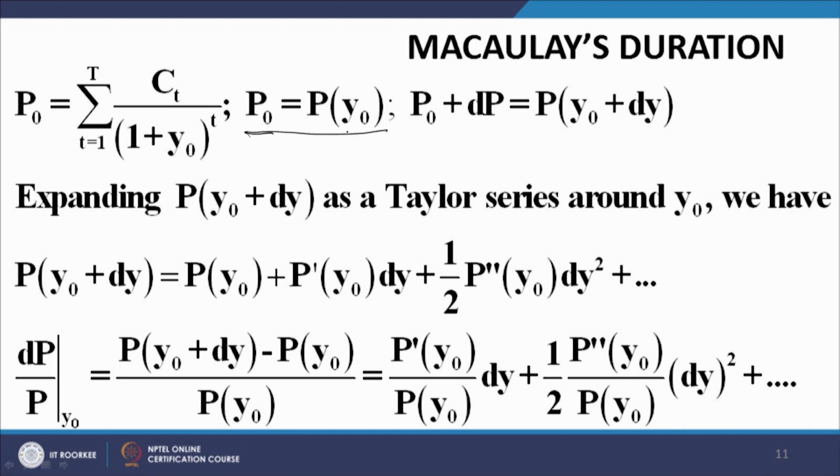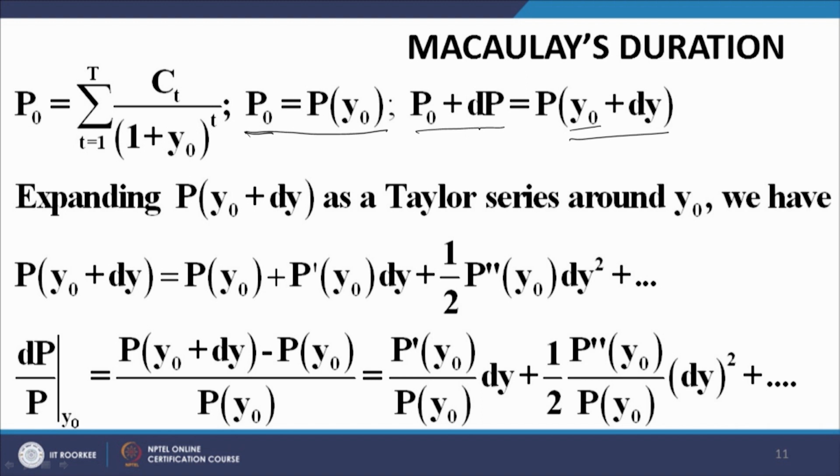Let us assume that there is a minor shift in the interest rates, as a result of which the YTM changes from Y0 to Y0 plus dy. There is a change dy in the market interest rates and the YTM of the bond, and corresponding to that the change in price is given by dP, so that the new price turns out to be P0 plus dP.